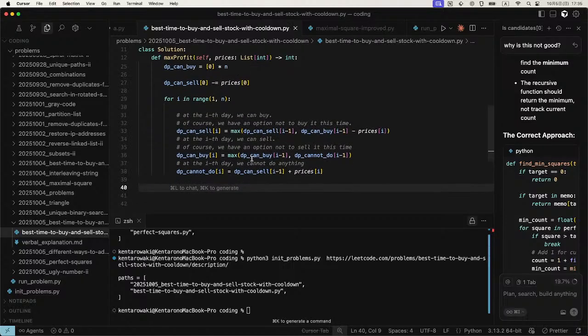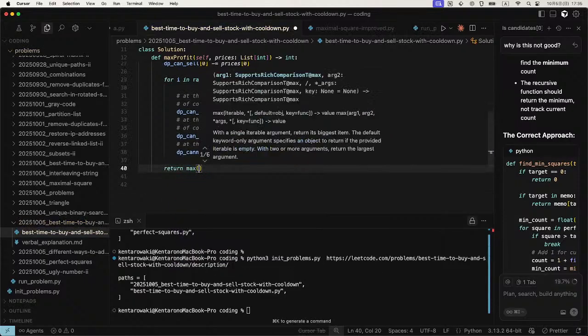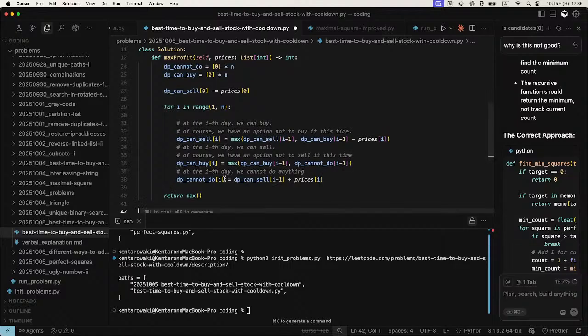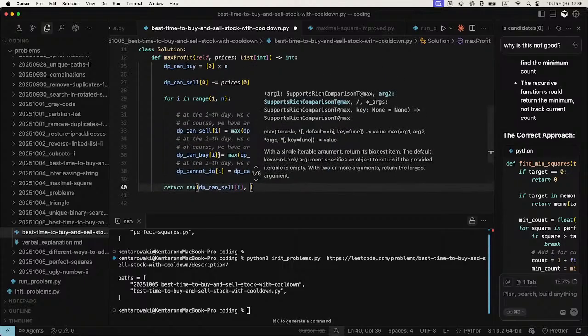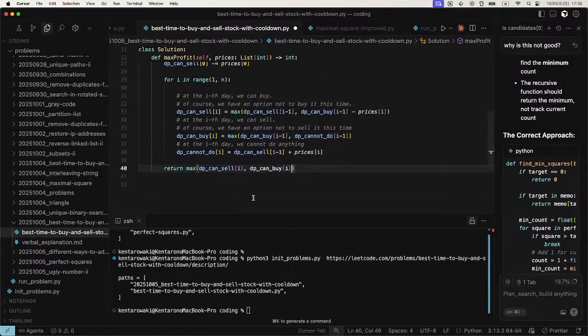And yeah, return max. We don't care about the state at the final day. We might have stock.